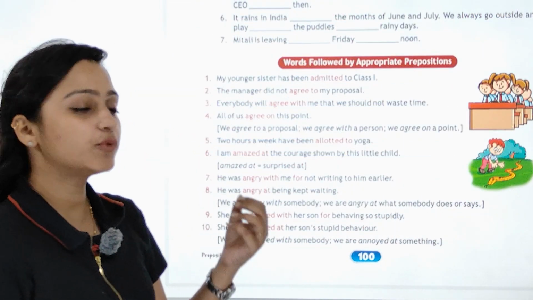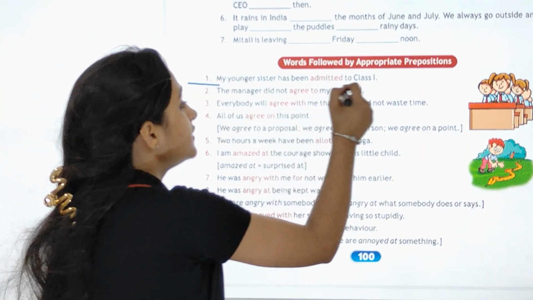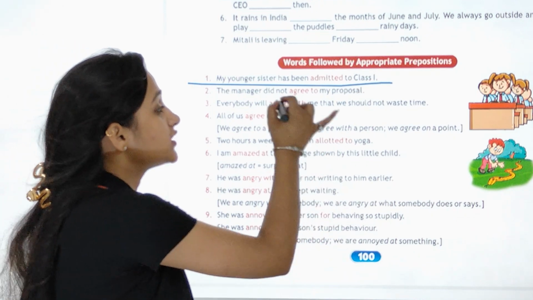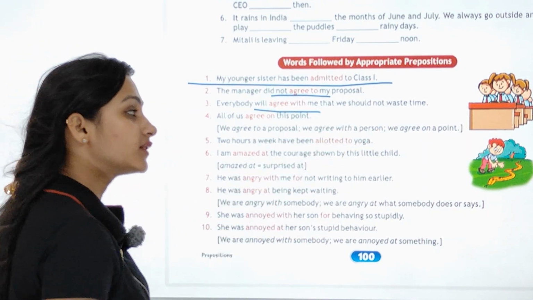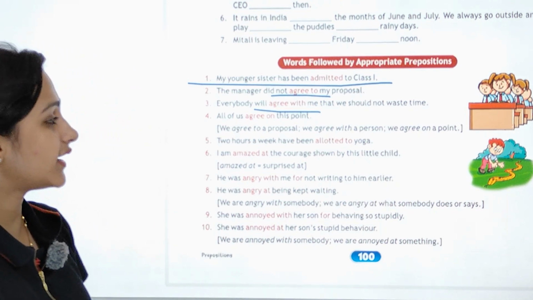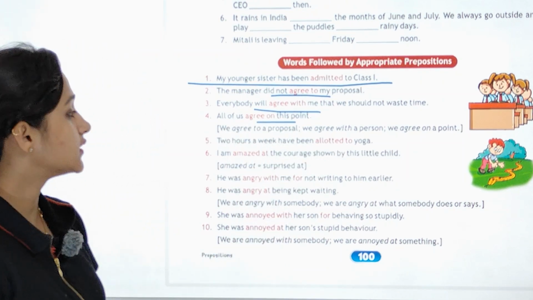Here are the words followed by appropriate prepositions, like my younger sister has been admitted to class 1. The manager did not agree to my proposal. Everybody will agree with me that we should not waste time. All of us agree on this point.